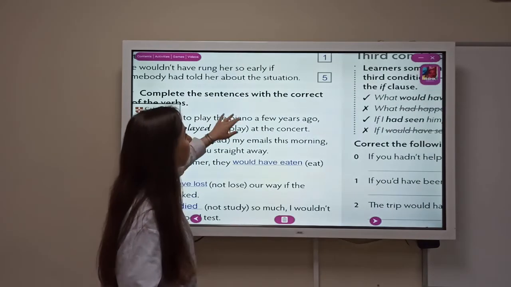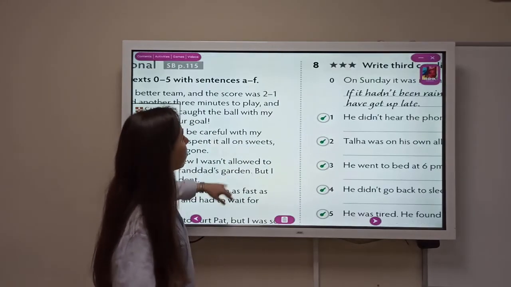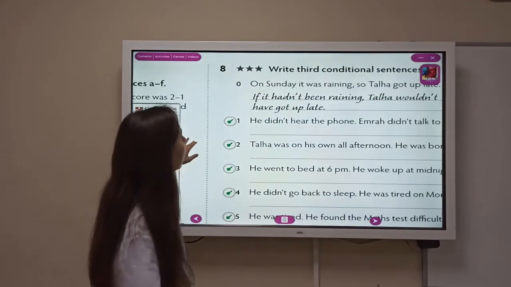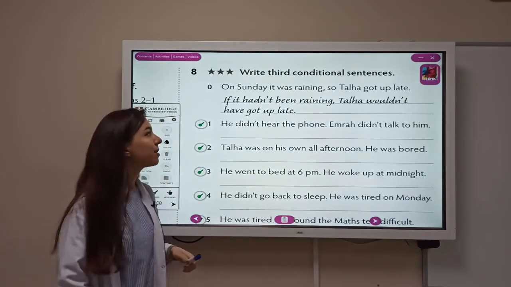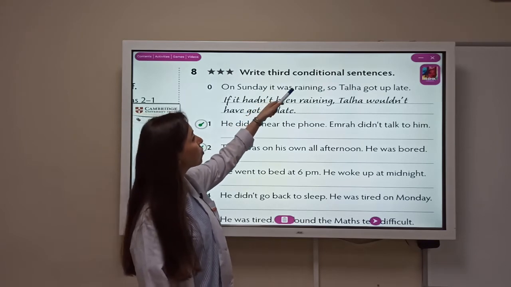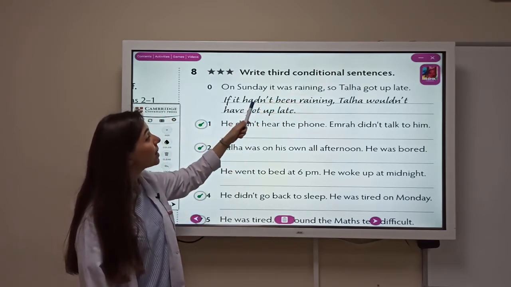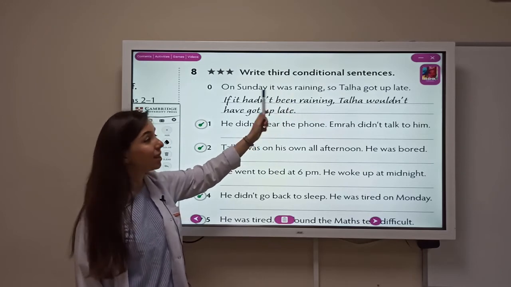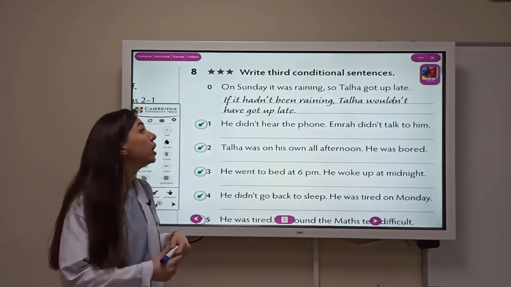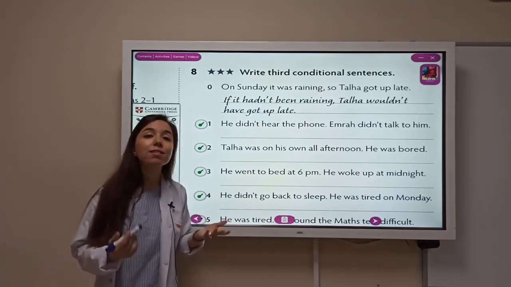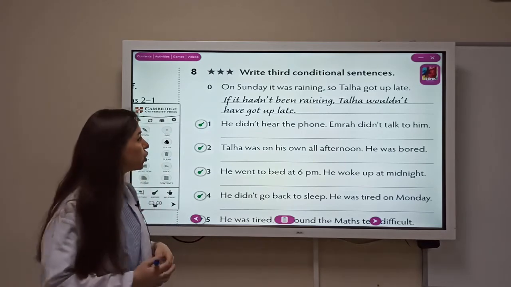Let's go here, what we have in the second part. Write third conditional sentences again. Look at the first example. On Sunday it was raining, so Talha got up late. If it hadn't been raining, Talha wouldn't have got up late. So we need to change the sentences to write them with the same meaning but in the third conditional form.